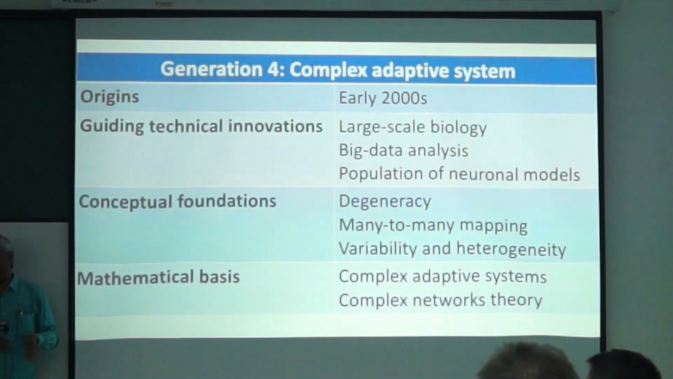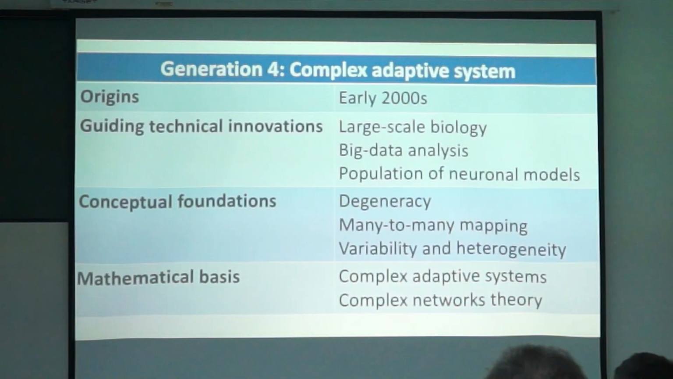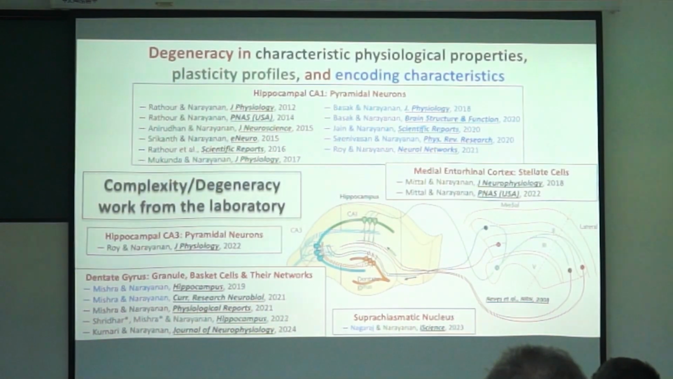This century, thanks to big data and big-scale analysis, we have this framework, and I hope that people take this forward in terms of building models as motifs, because this is neither molecules nor cells, this is an intermediary, and you can stitch together these motifs to get specific functions. Those are the different complexity and degeneracy lines of work from the laboratory, much of it based on the hippocampal formation, different brain regions, different characteristics, different physiological properties, different encoding characteristics.